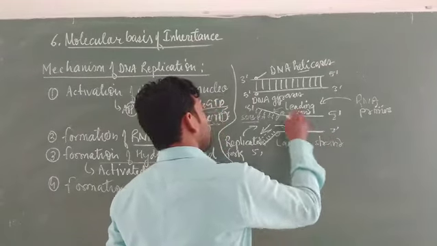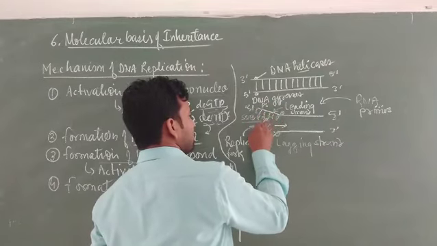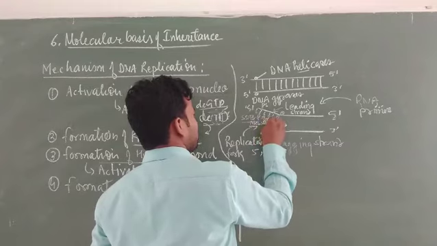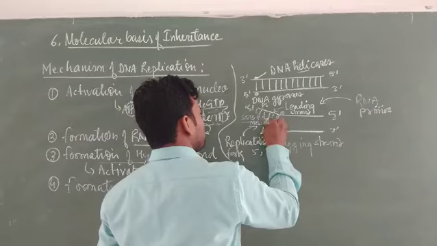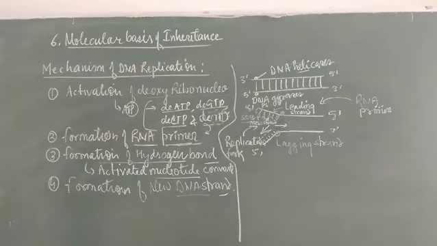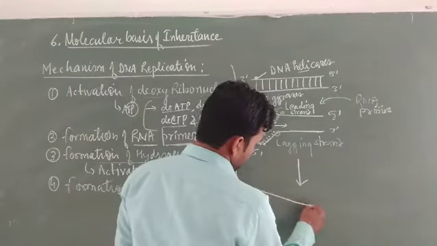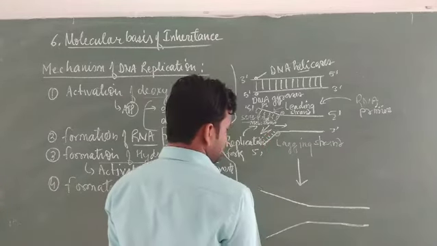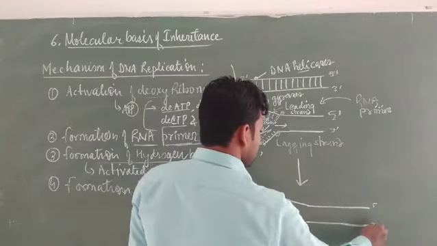Now this strand is the parent strand, and this strand developed in this form is called the new or daughter strand. Okay, so this is a step that further proceeds. Suppose this is a replication fork that is moving continuously. One more diagram is needed to explain here. 3' to 5' direction, 5' to 3' direction.